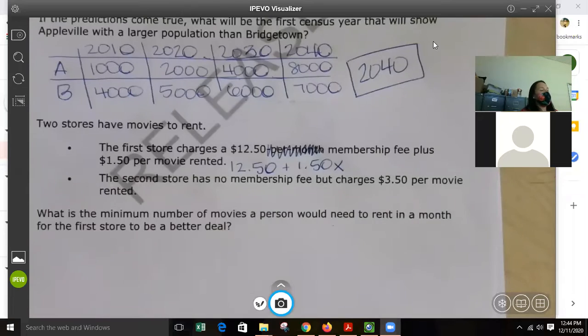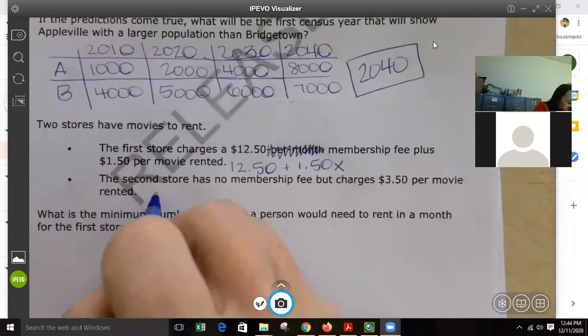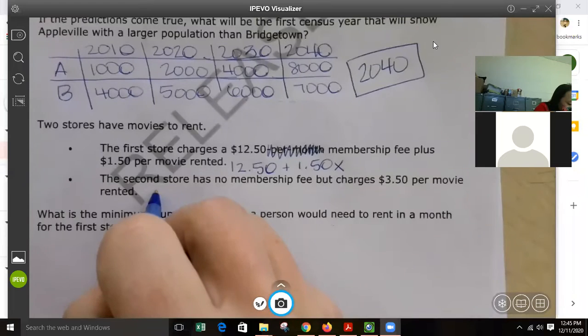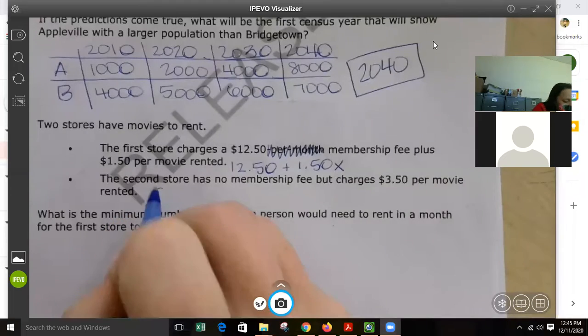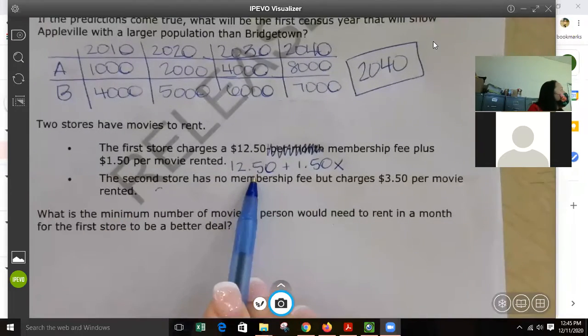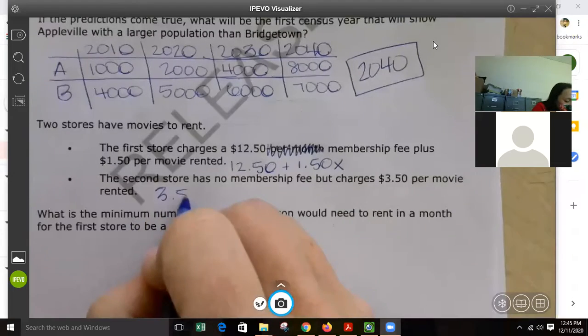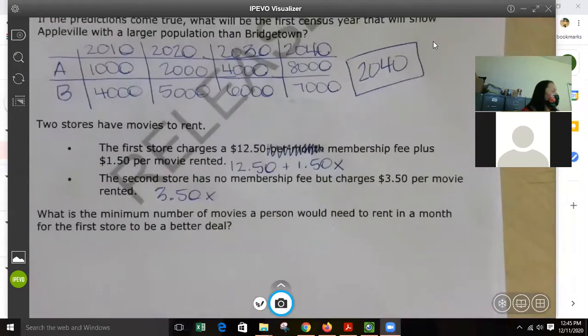$150 per movie. We've been writing equations since the very beginning of the year, so you should know how to write that equation. So how do I write the second store? Charges $350 per movie. Anybody? Do they have the $12.50? Nope. So just what? Just the 350x, right? Yeah, you were right. Just take off the membership fee.